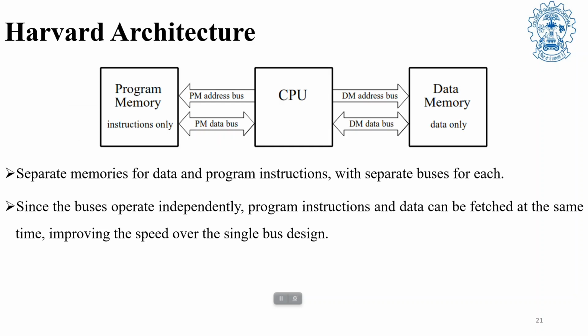Coming to the Harvard architecture, the Harvard insisted on separate memories for the data as well as for the program instructions, with separate buses for each. Since the buses operate independently, program instructions and data can be fetched at the same time. This improves the speed when compared to the single bus design, that is the von Neumann architecture.